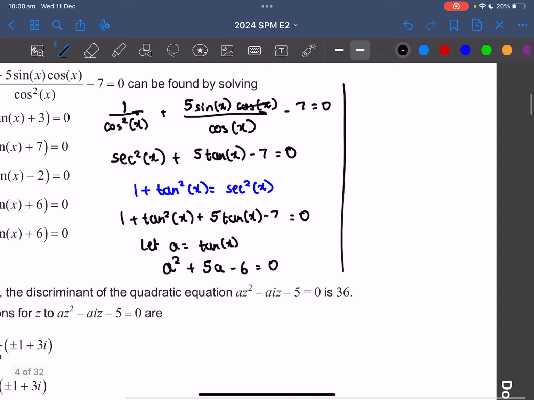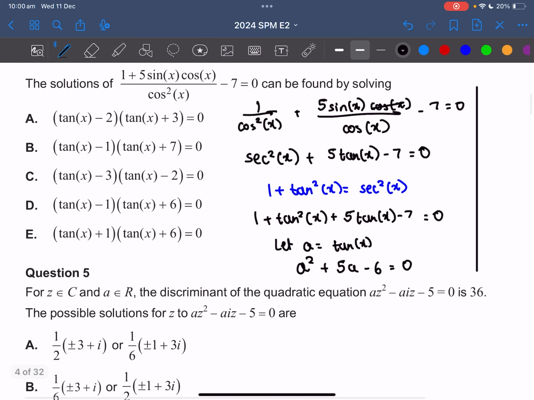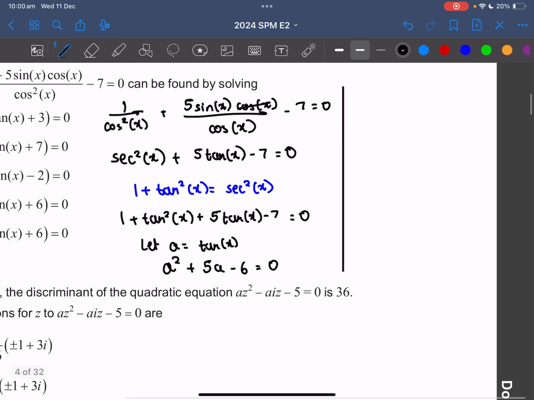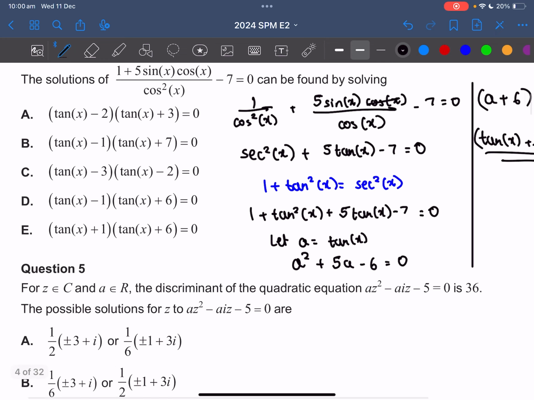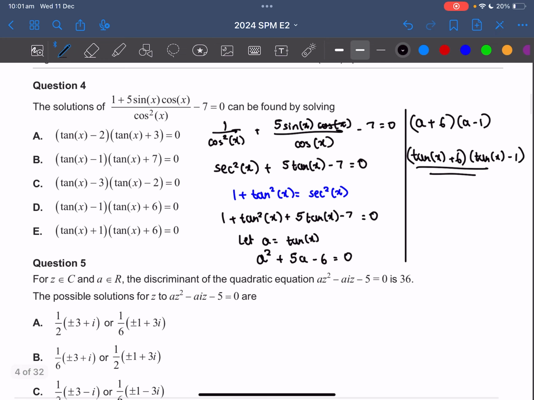Okay, so if I were to factorize this, because they want it in the factorized form, we will have a plus 6 and then a minus 1. And now let's substitute the tangent back in. So tangent of x plus 6 and tangent of x take away 1. So this will be our answer. Let's see if it matches anything. So it matches option D. So the answer is going to be D for this. Okay, hopefully this made sense.